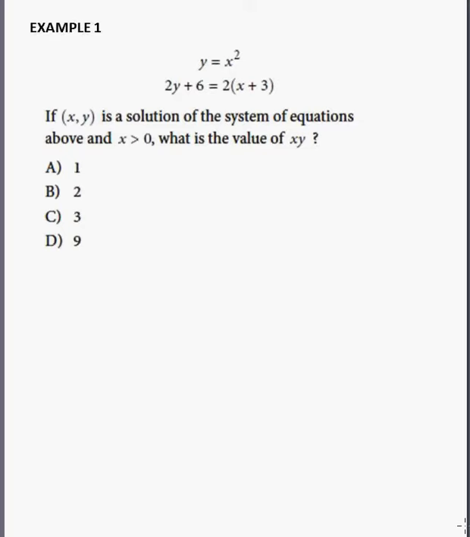Here I have y is equal to x squared, and then I have 2y plus 6 is equal to 2 times (x plus 3) in parentheses. And they want you to find the solution of the system of equations such that xy is one of the answers given as A, B, C, or D. So here, let's look at the approach.